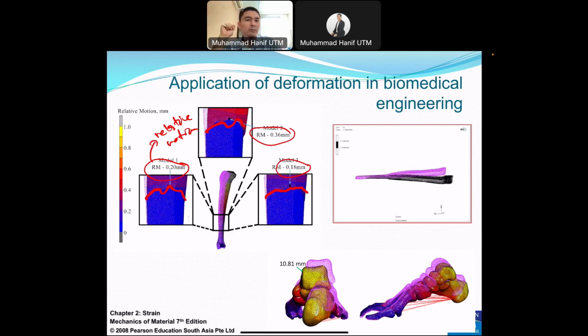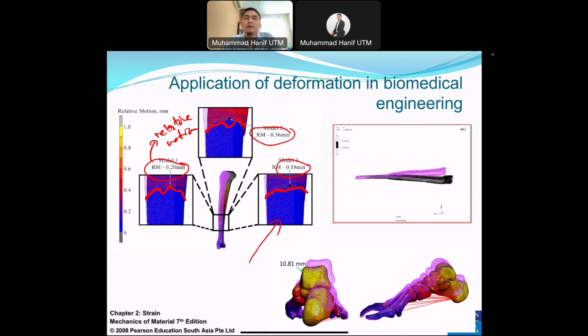If not stable, other complications may happen to the patient, like a second surgery or secondary fracture. So in this case, we have to find the lowest RM, which is model number 3. We found that design number 3 is best in terms of stability, because the fracture is not moving far away from each other.